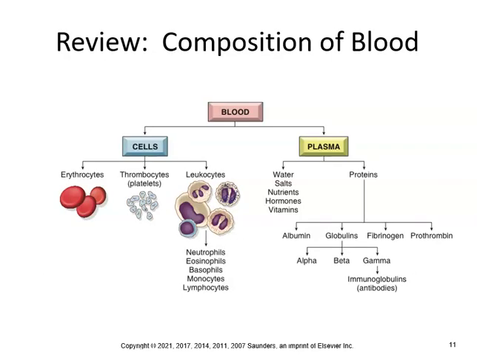Okay. So if you look at this, under the cells, you have erythrocytes, which are red blood cells, thrombocytes, platelets, and leukocytes. And under leukocytes, you have neutrophils, eosinophils, basophils, monocytes, and lymphocytes. And you also have the plasma portion of blood, which is water, salts, nutrients, hormones, and vitamins. But the proteins are albumin, globulins, fibrinogen, prothrombin, alpha, beta, and gamma, and immunoglobulins are the globulins.